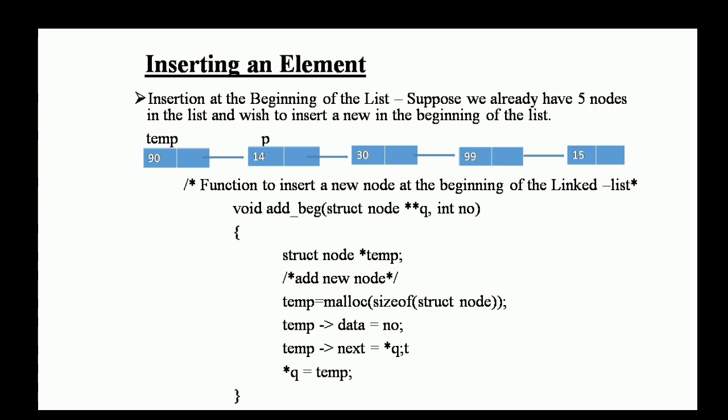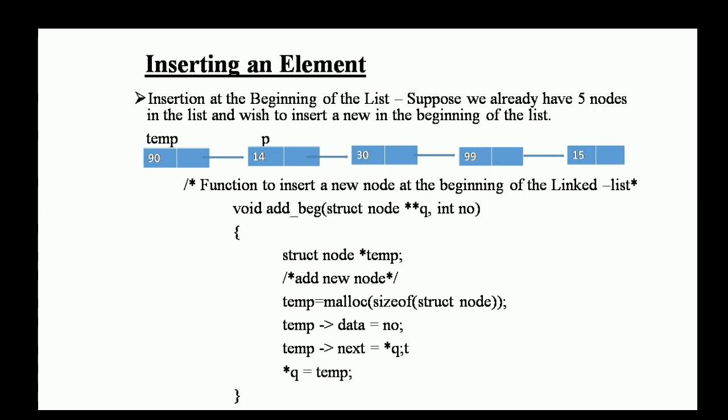Inserting at the beginning of the list. Suppose we already have 5 nodes in the list and wish to insert a new node at the beginning of the list. The nodes are, for example, temp node, p node, x node, y node, z node, etc. These are the different nodes.